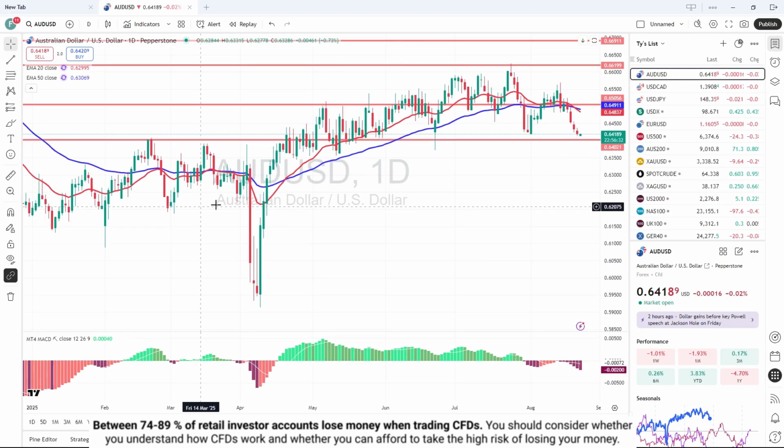So we'll start out here with the Aussie USD, and we can see that we've basically been in free fall for the last week and a half, dropping from that breakout zone at around that 65.20 all the way down to the very, very close lows of 64 cents.